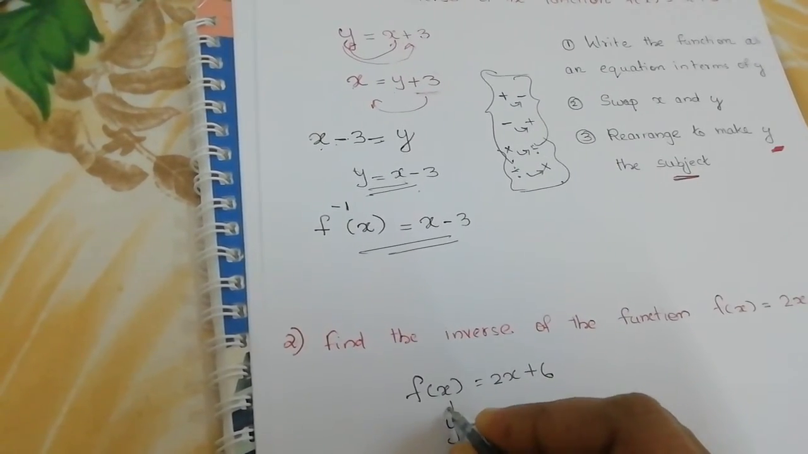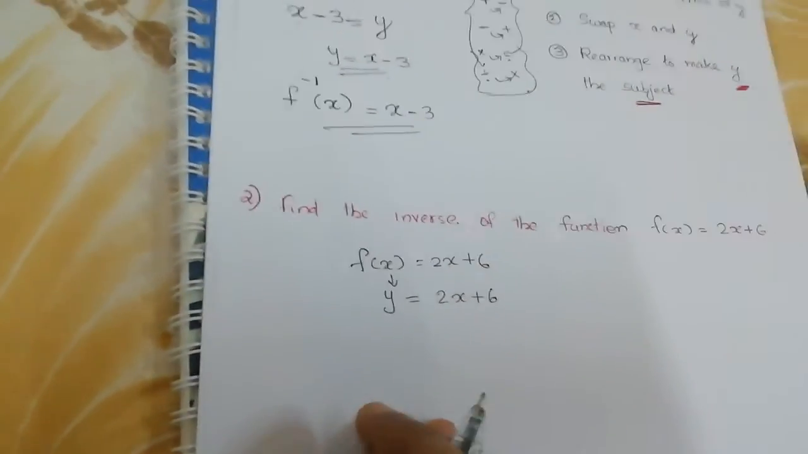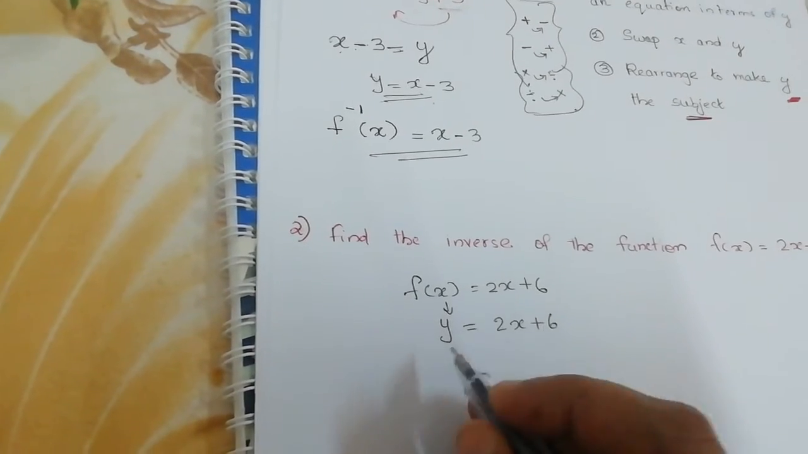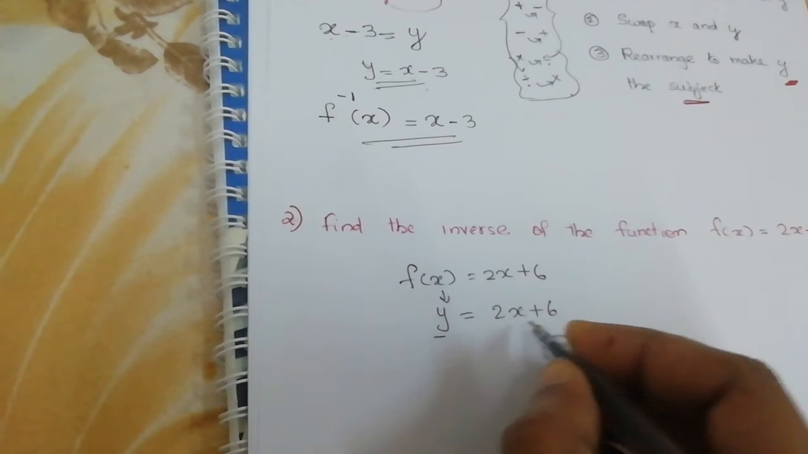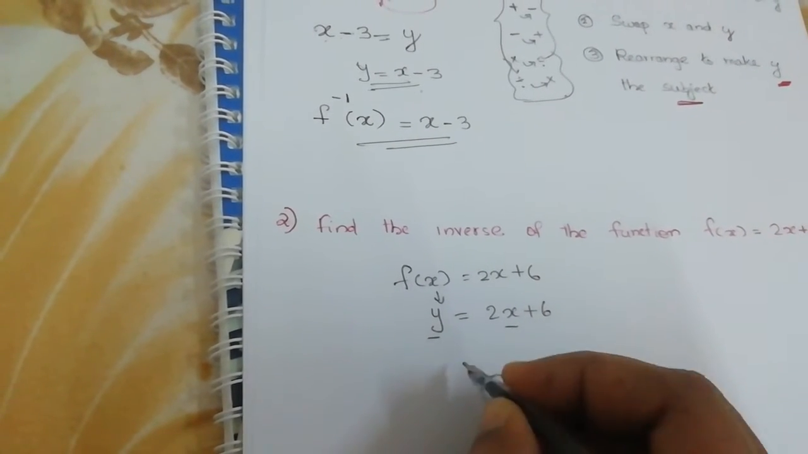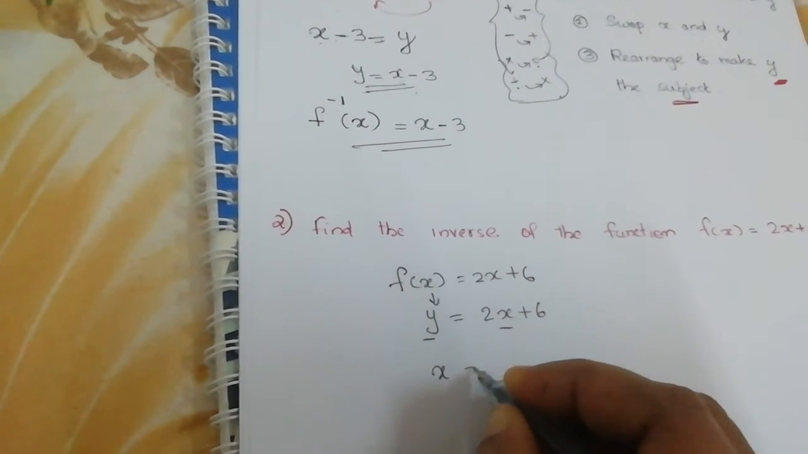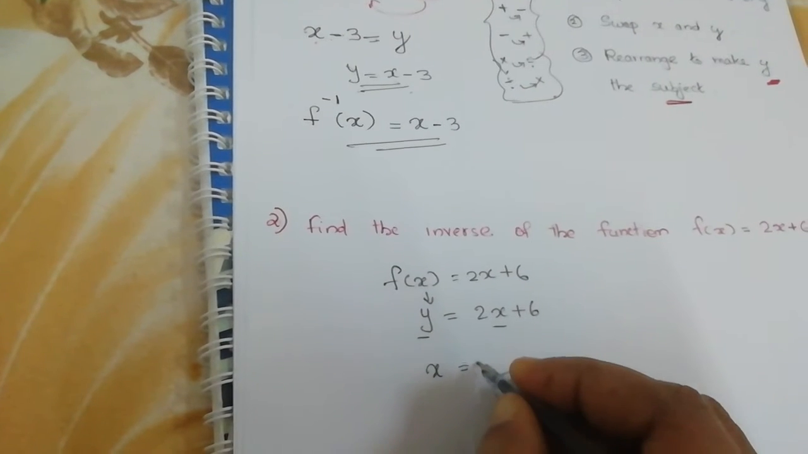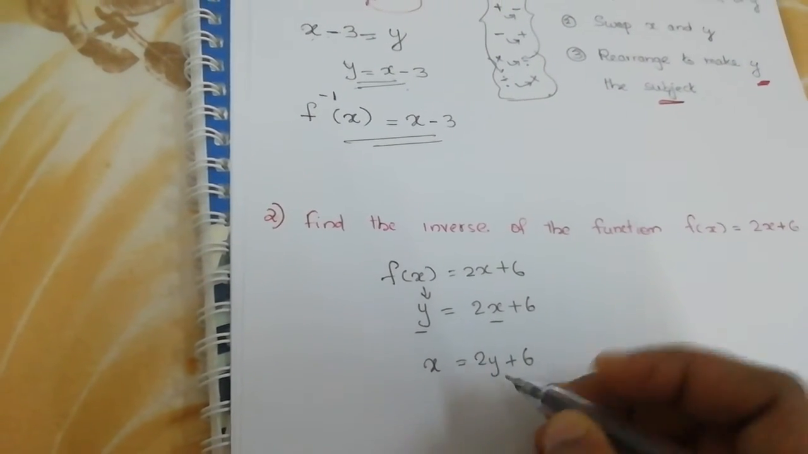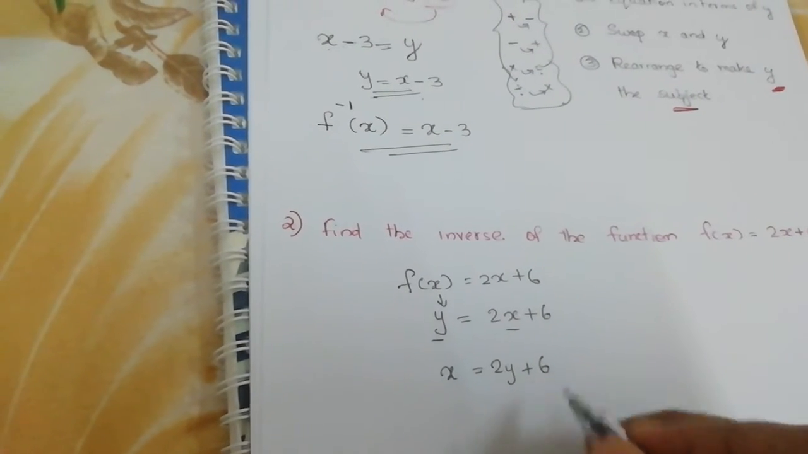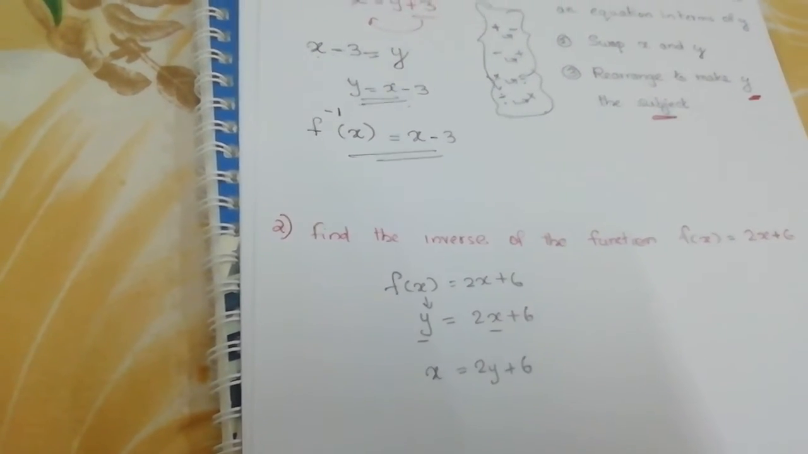Just changing f of x as y. Okay, the next step is to swap x and y. So just change x and y. So this y will become x and 2x will become 2y, and write the other things the same. So x equals 2y plus 6. Then what is the next step?